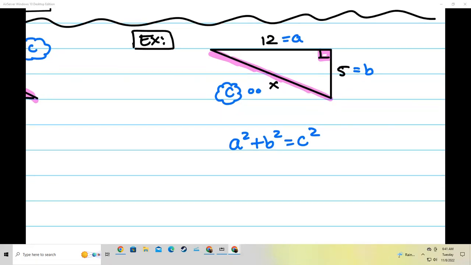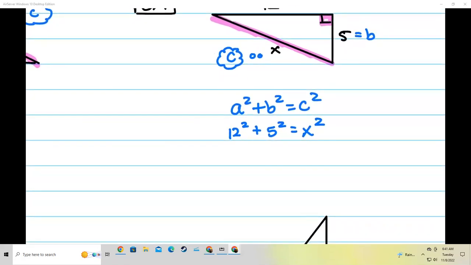So I'm going to start plugging in my numbers. I get 12 squared plus 5 squared equals x squared. I'm going to start solving this. This is 144 plus 25 equals x squared. This is why it's so important that you know those perfect squares, like we mentioned earlier in the previous example. I'm going to add these up. I get 169 is equal to x squared.